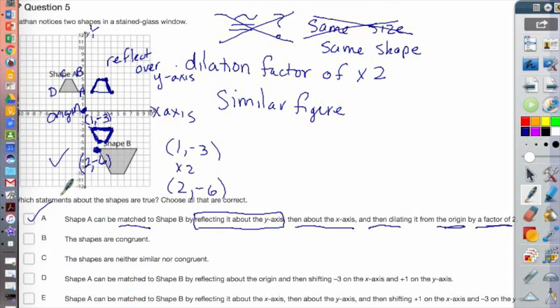The shapes are congruent. We know that's not true because they're not the same size. The shapes are neither similar nor congruent. Well, we know they're similar, so that's not true. D, shape A can be meshed to shape B by reflecting about the origin and then shifting -3 on the x-axis and 1 on the y-axis. That's pretty complicated. I'm going to erase some of this to think about what they're saying.